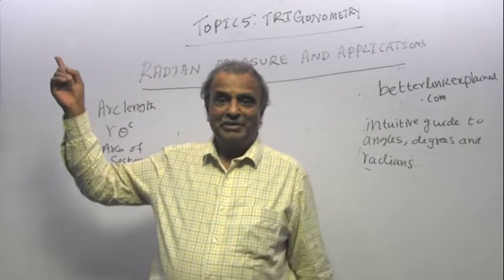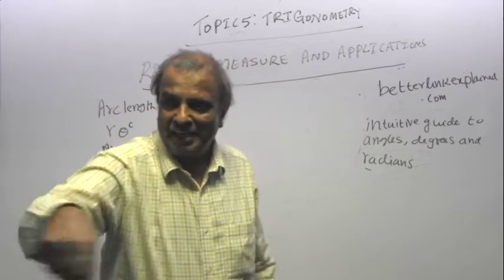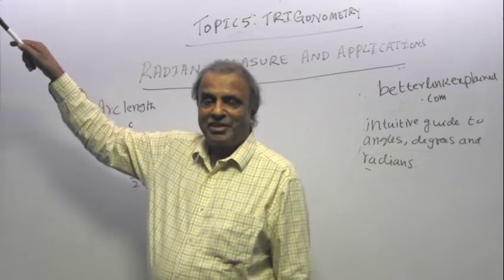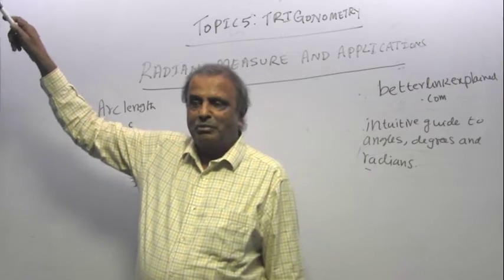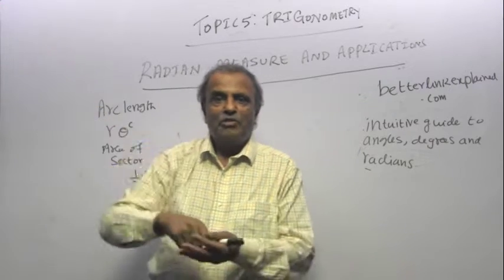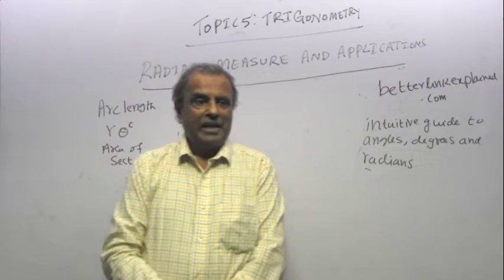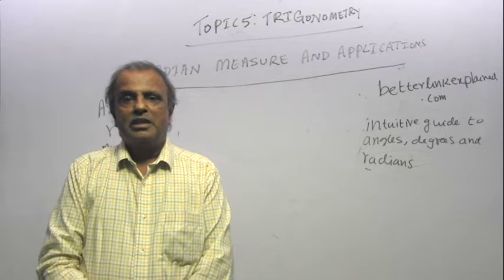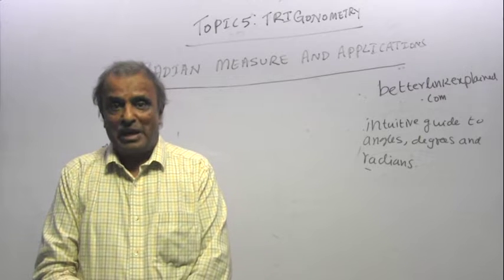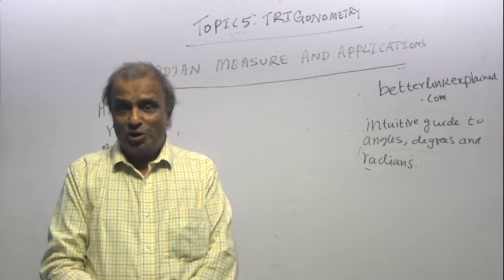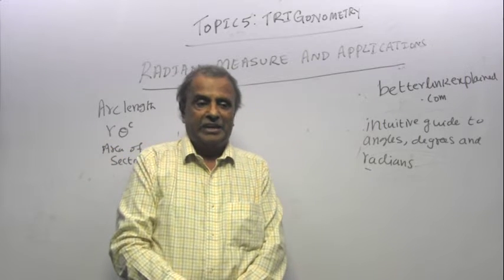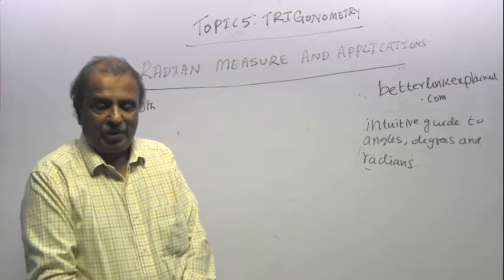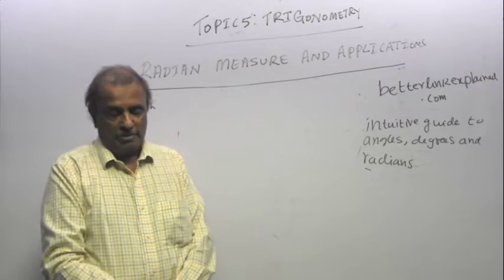I learned from my teacher. You learned from me. My teacher learned from his teacher. His teacher learned from his teacher. If you go backwards, it goes back to the Babylonians in 3500 BC when they used a circle as 360 degrees because they needed it for their areas and surveys and astronomy.